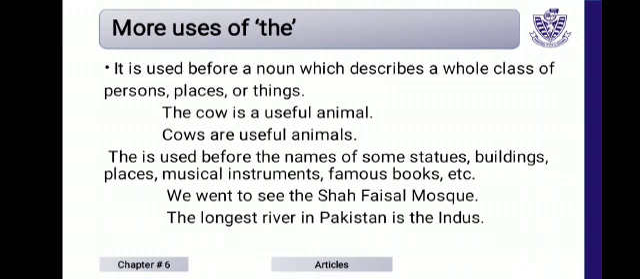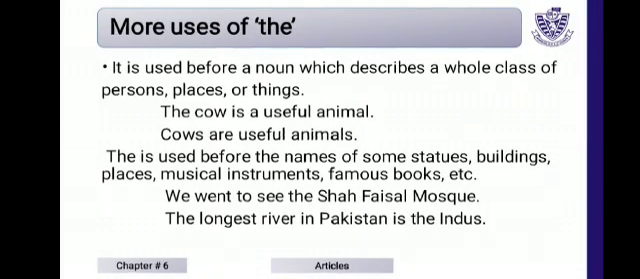Students, now I will tell you more uses of the. The article the is used in many ways. It is used before a noun which describes a whole class of persons, places, or things. The cow is a useful animal. The police help to maintain peace and order. The village is not a quiet place anymore. Here, the cow refers to all cows. The police refers to all policemen, and the village refers to villages in general.